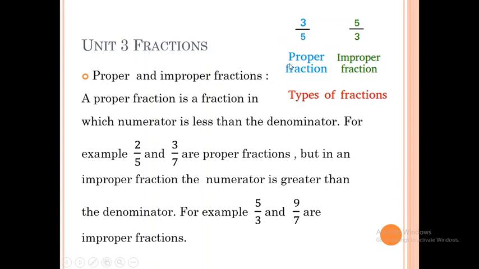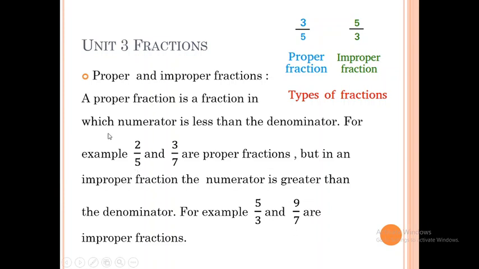In a proper fraction, again revise, the denominator is greater, bigger than the numerator. Or we can say the numerator is smaller or less than the denominator. But opposite to this, if the numerator is greater than the denominator, here 5 by 3 and 9 by 7.